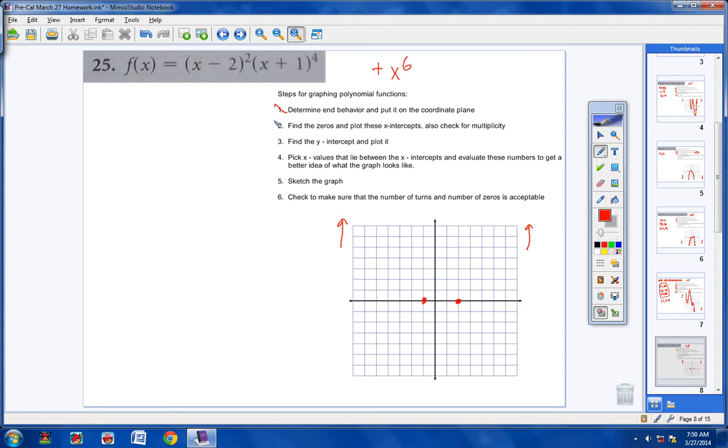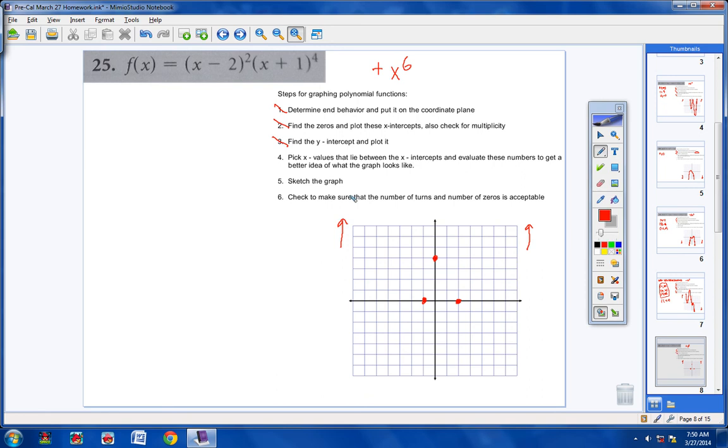Okay, moving on to step 3, find the y-intercept, okay? Everywhere there's an x, I'm going to put a 0. So I would have 0 minus 2 is negative 2 squared. 0 plus 1 is 1 to the 4th power. I put a 0 here, and I put a 0 here. Well, if we simplify, negative 2 squared is a positive 4, 1 to the 4th power is 1, and 4 times 1 is 4. So I know that my y-intercept is going to be 4, okay? And that's very helpful.